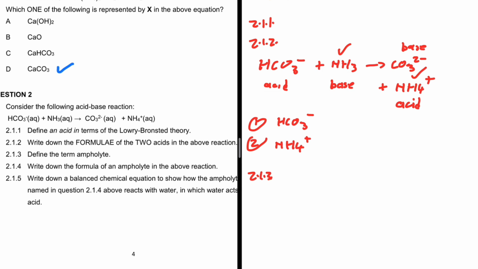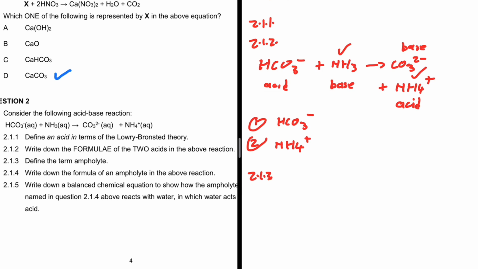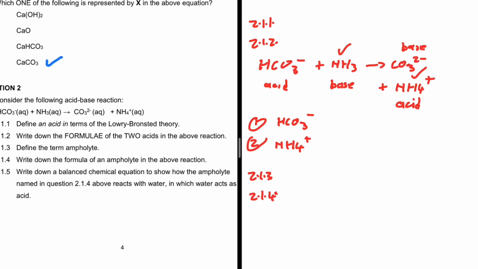2.1.3, define the term ampholyte. Well, an ampholyte is a substance that can act as an acid and as a base, right? It can act as both an acid and a base. So that is 2.1.3. 2.1.4, write down the formula of the ampholyte in the above reaction.